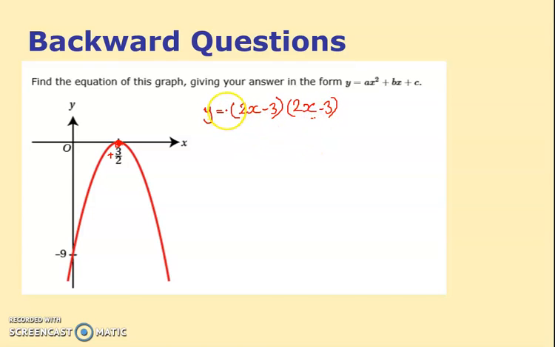Now, one thing you should notice straight away is it's got to have a minus there because it's the wrong way up again. And if I multiply those out, I will get -4x², plus 12x -9. And it does cross at -9, so that's a good sign. So I think that's probably it. Yes, that's worked. So multiply it out yourself and check that, otherwise I think we're done.